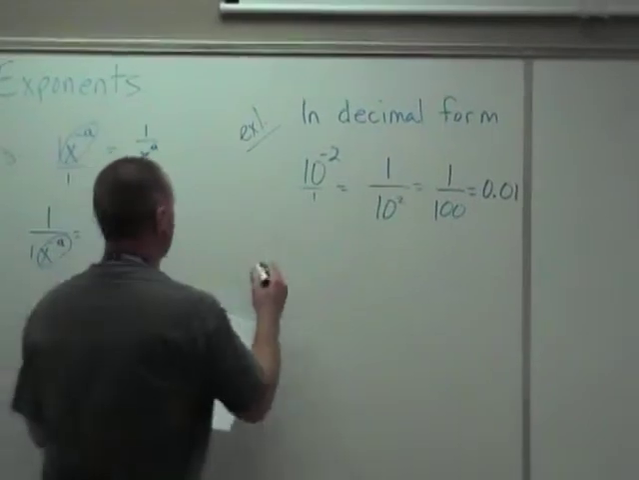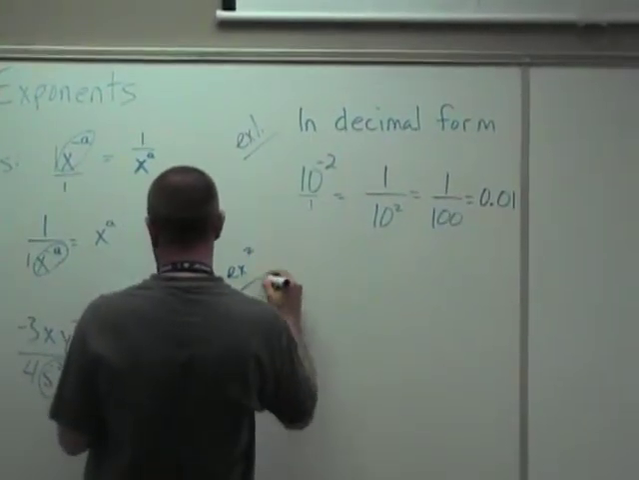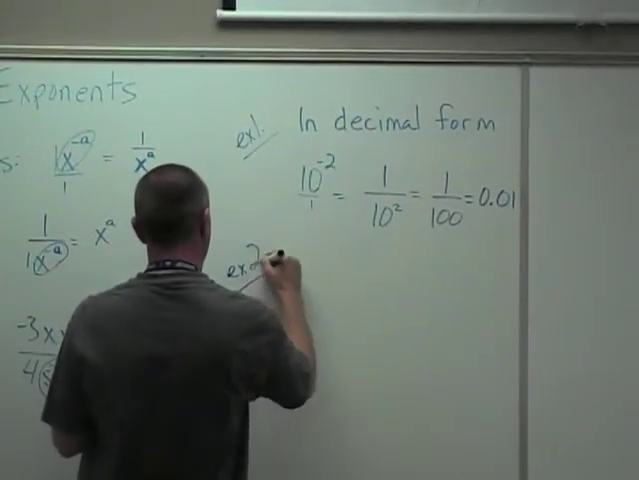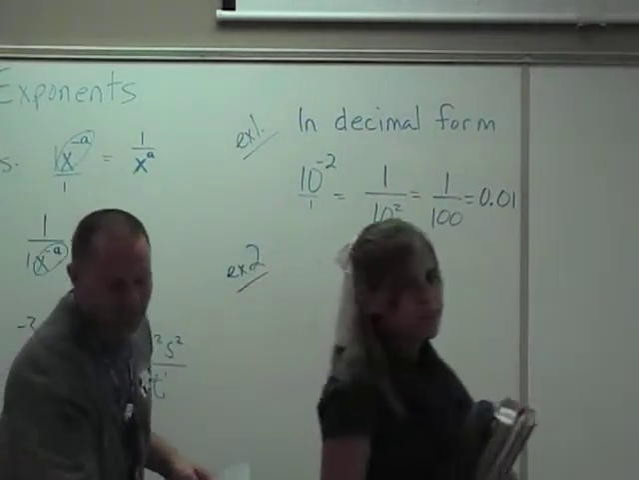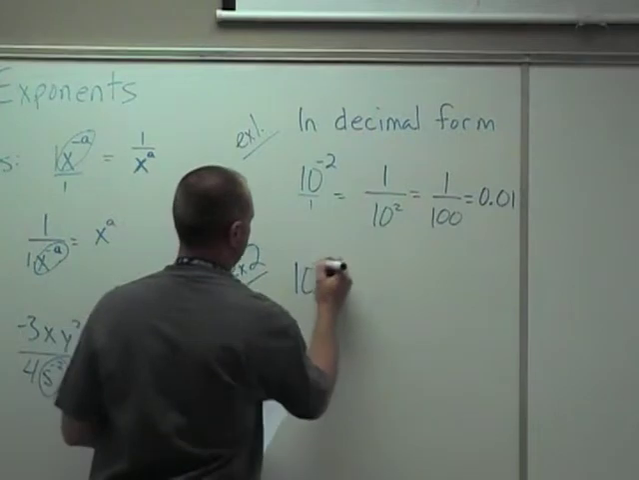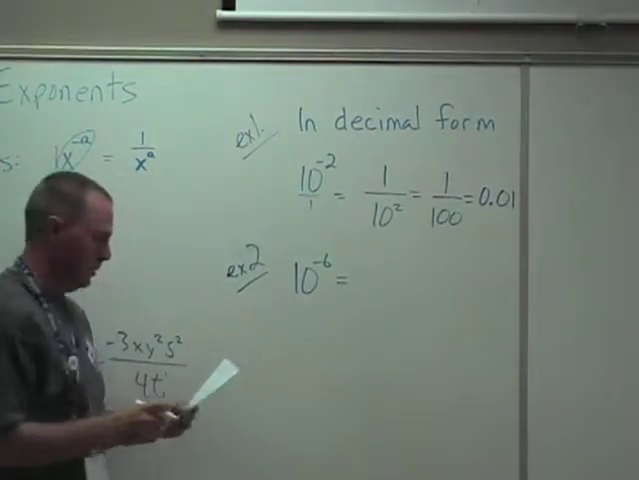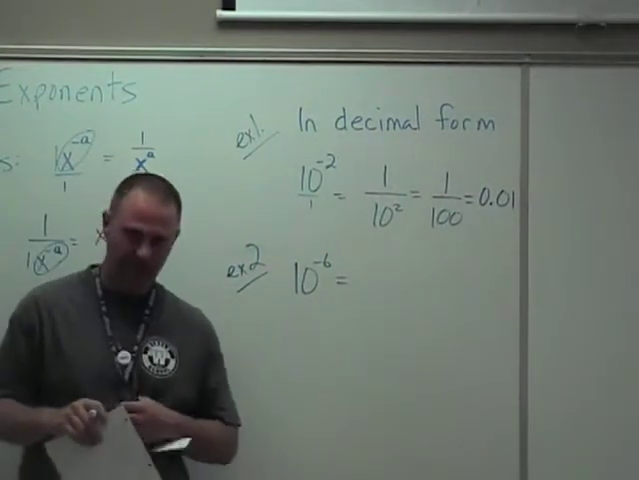Let's do another one. Example 2. All right. 10 to the negative 6. Everybody try to write this as a decimal.